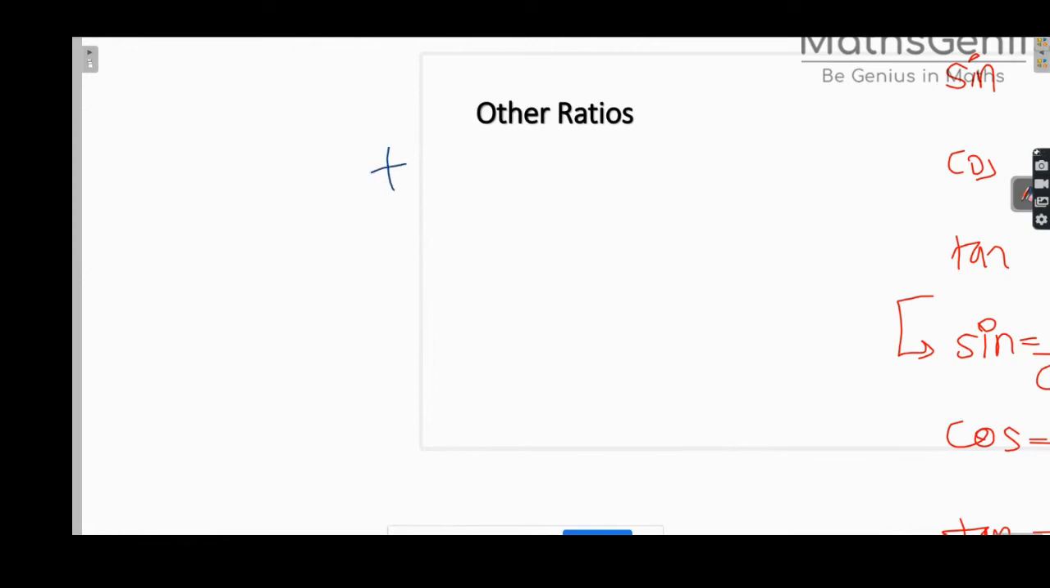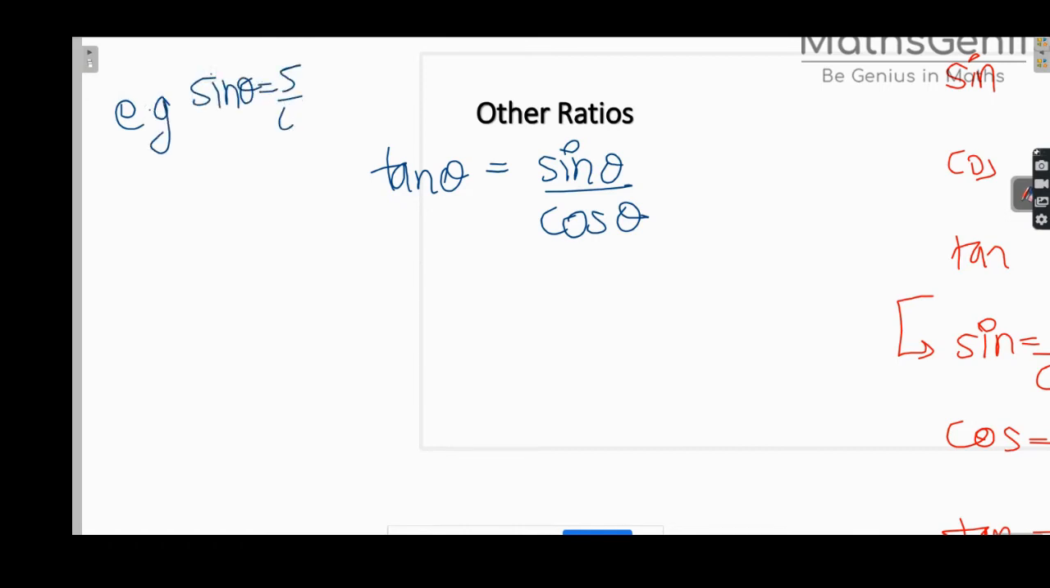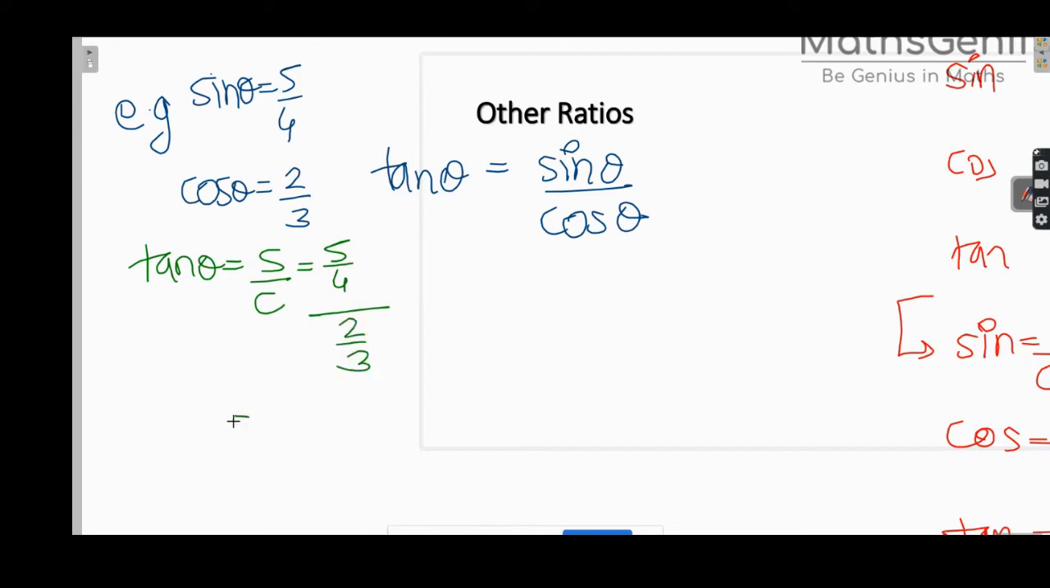Very simple ones. Tan theta is equal to sine theta upon cos theta. I'll explain it with an example. Example, sine theta was 5 upon 4 and cos theta was 2 upon 3. And he asked me to find tan theta. How will I find tan theta? Tan theta is sine upon cos. Sine is 5 upon 4, upon cos, cos is 2 upon 3. How will I solve this?